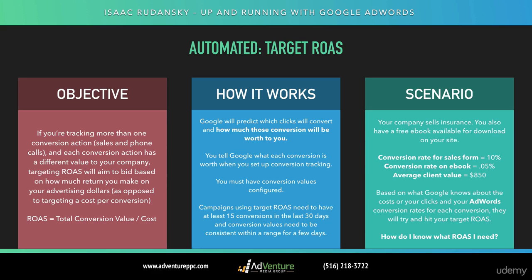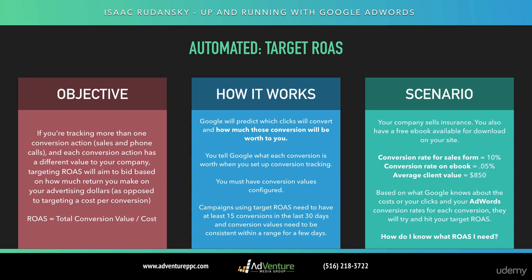Let's say you know that your conversion rate for your sales form is 10%, which means 1 out of 10 sales forms that you receive turn into a paying client, turn into an insurance policy sold. Your conversion rate from your ebook is much, much lower. People are not looking to actually buy the policy, they're looking to read your ebook. So let's say it's 0.05%, half of a percent. You also know that your average client value is worth $850. Based on this average client value, you're going to be able to tell Google what an ebook is worth to you and what a sales form is worth to you.